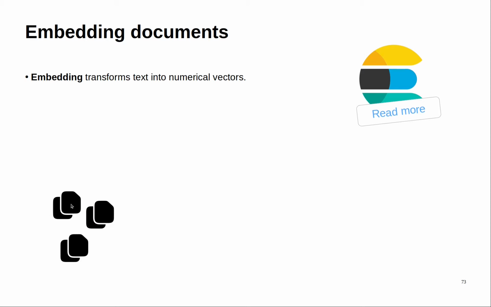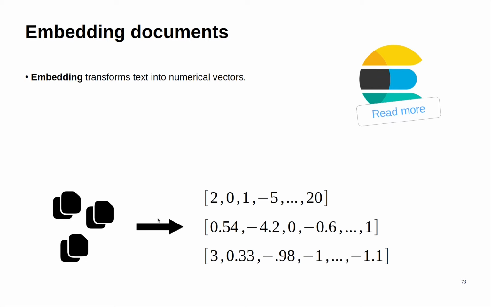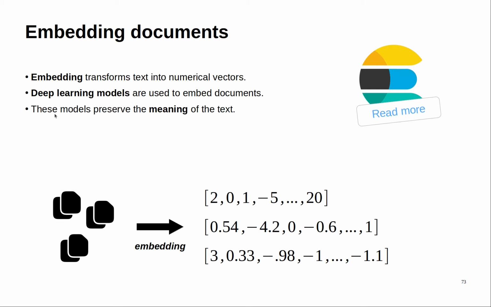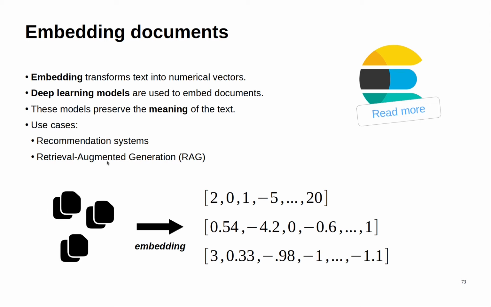For example, if you have 3 documents with text inside them, the embedding operation will convert that text into a vector of numbers. There are various methods to achieve this conversion, one of which is utilizing deep learning models. Why choose deep learning models? The answer is that these type of models are effective because they maintain the meaning of the text and the relationships between words. You can use embedding to create recommendation systems or retrieval-augmented generation.